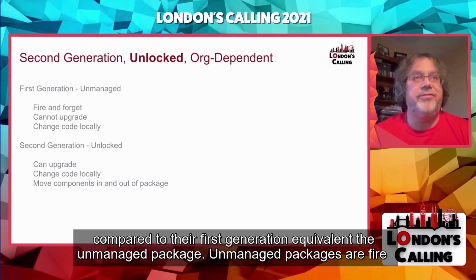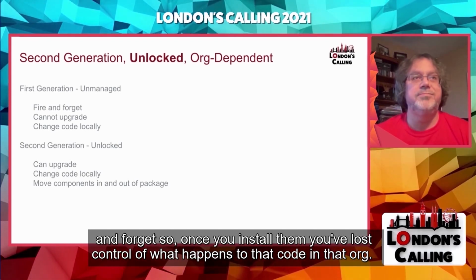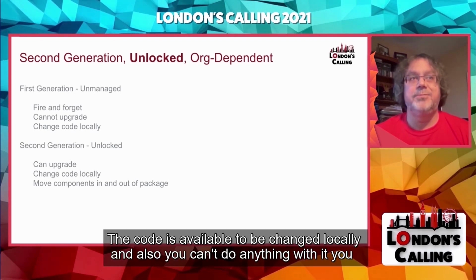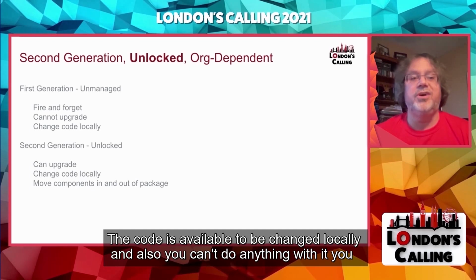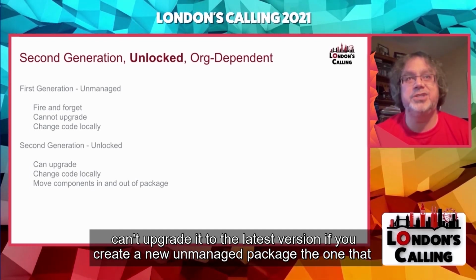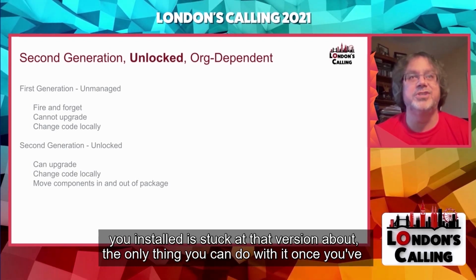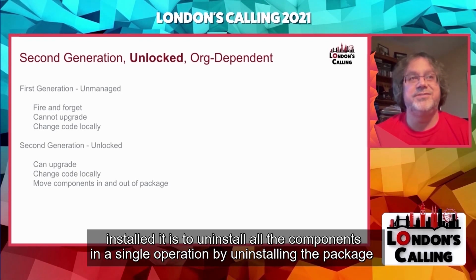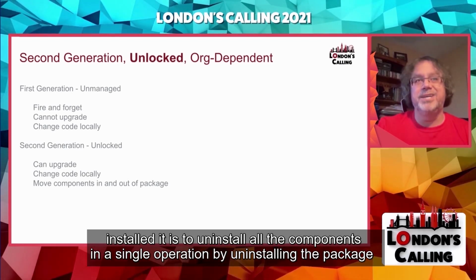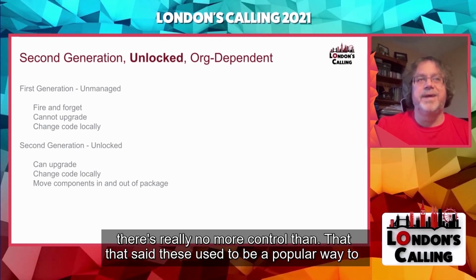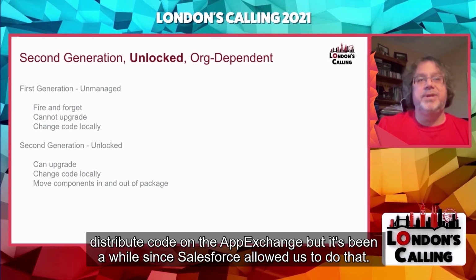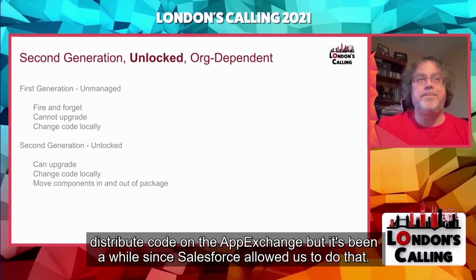Unmanaged packages are fire and forget. Once you install them, you've lost control of what happens to that code in that org. The code is available to be changed locally, but you can't do anything else with it. You can't upgrade it to the latest version. If you create a new unmanaged package, the one that you installed is stuck at that version. About the only thing you can do with it once you've installed it is to uninstall all the components in a single operation by uninstalling the package. There's really no more control than that. That said, these used to be a popular way to distribute code on the App Exchange, but it's been a while since Salesforce allowed us to do that.